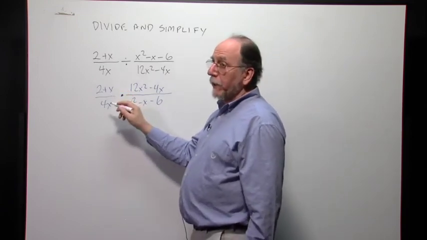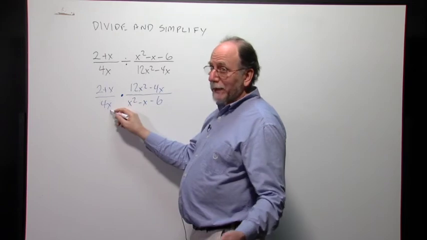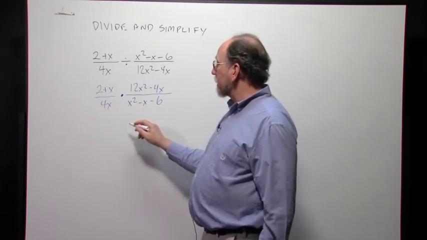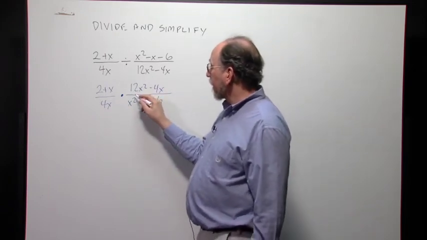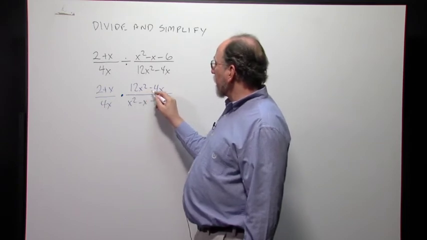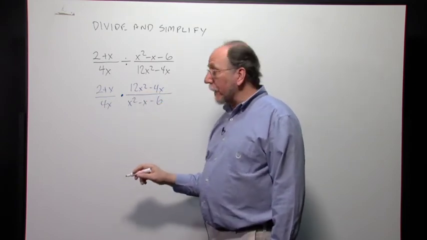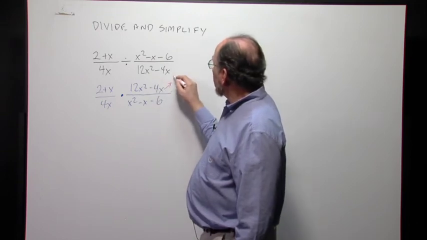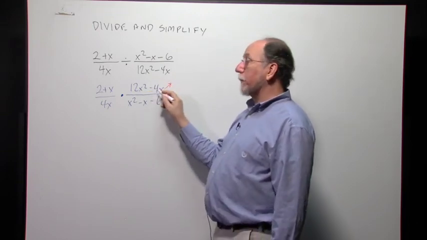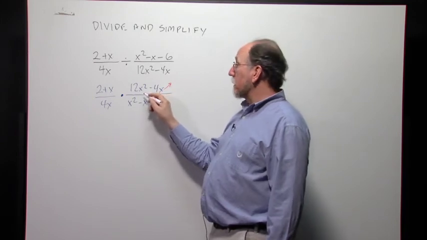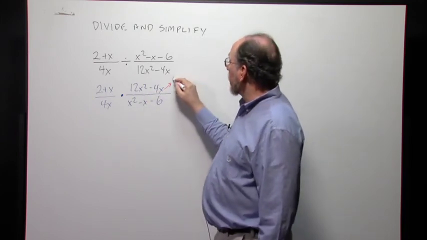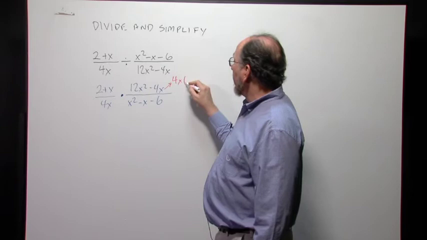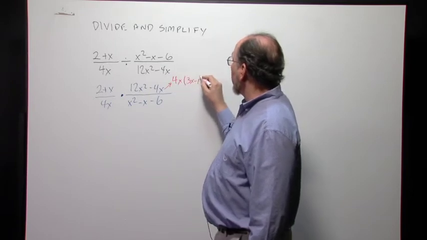2 plus x can't be factored any further. 4x technically can, but we're going to leave that as it is and see what happens. 12x squared minus 4x. That has a common factor. So we're going to rewrite that as, what's the common factor? Well, 4 divides into the 12 and the 4, and x divides into x squared and x, so we're going to get 4x out of there. And what's left is 3x minus 1.